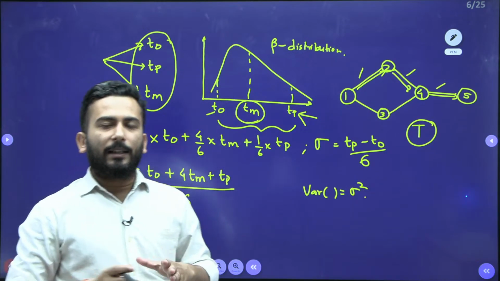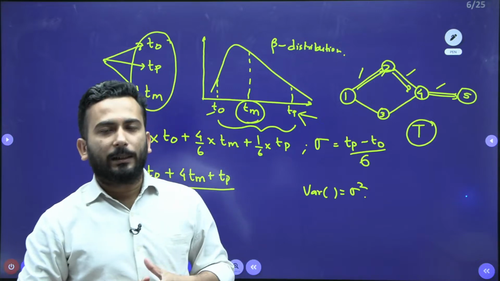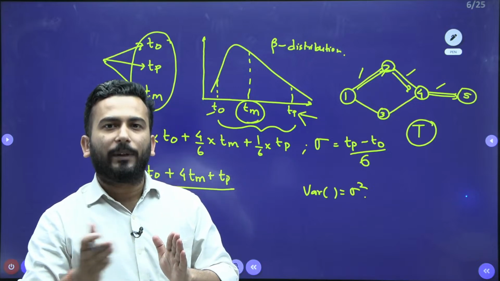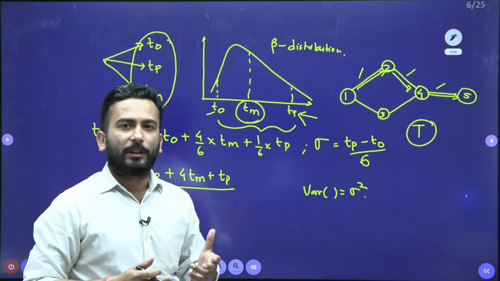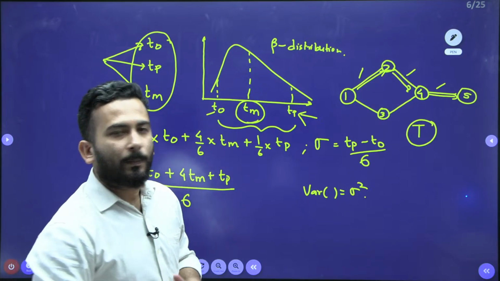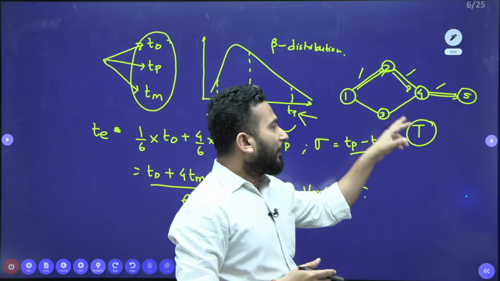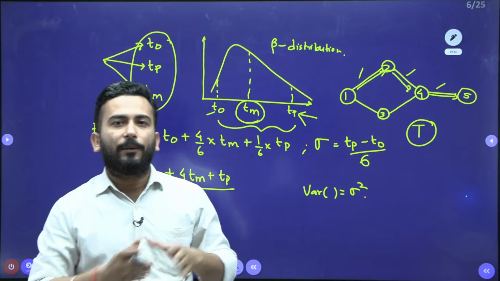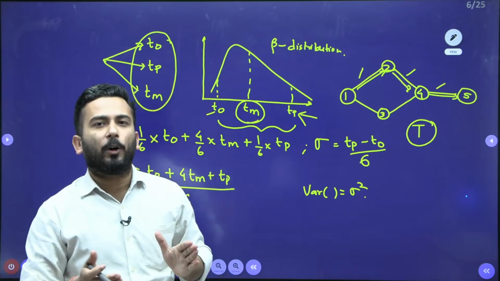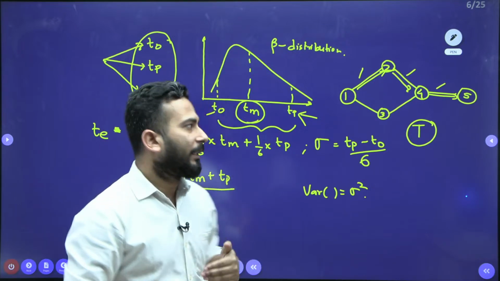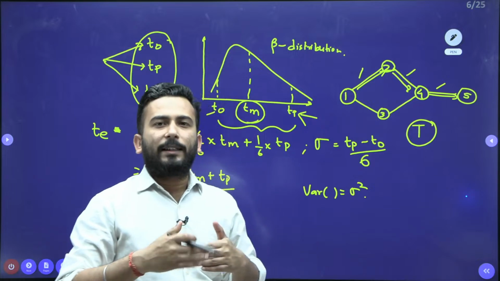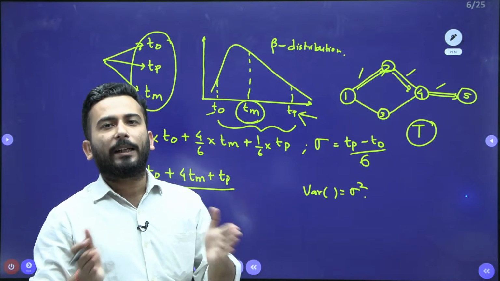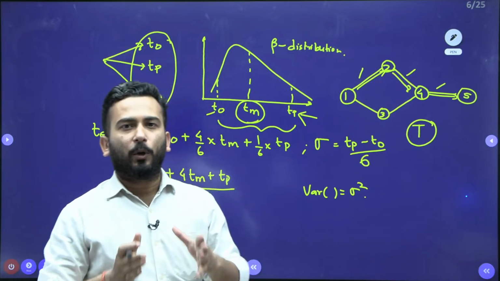Second, if they ask you what is the variance of this project, you know that we cannot add standard deviation, but we can add variance. Yes or no? So the variances of the activities lying on the critical path, if you add all of them, you will get the variance of the project. But you need standard deviation. So ultimately I have to take the square root of the variance, then only will I get the standard deviation of the project. Getting or not?